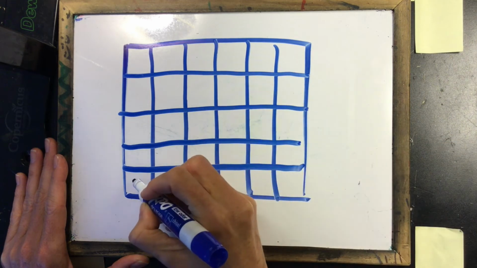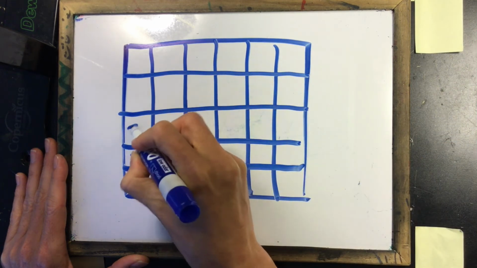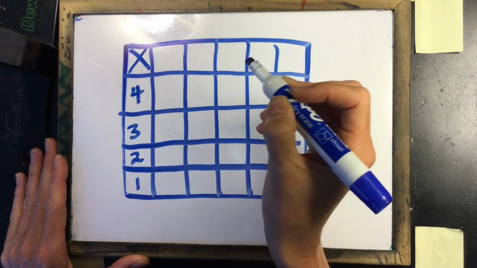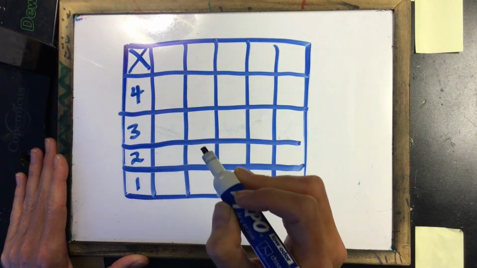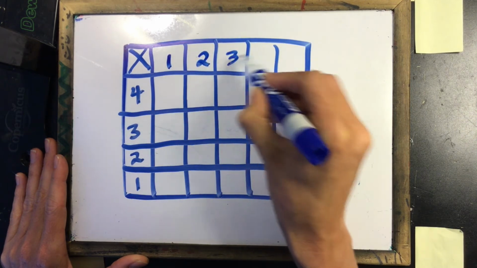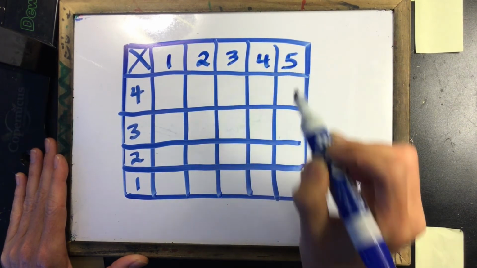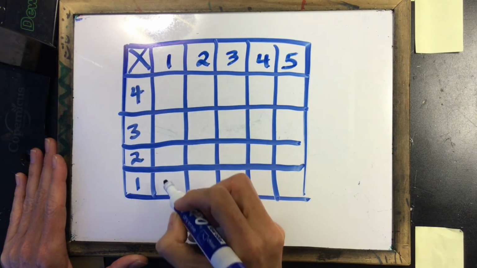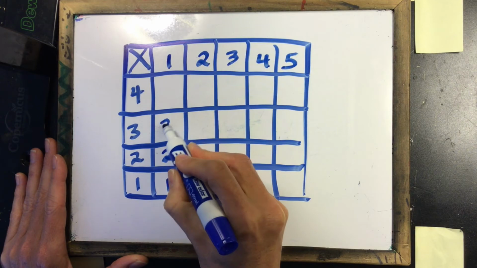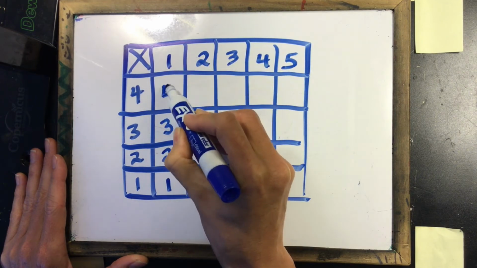So we're going to start off by putting 1, 2, 3, 4. Well, actually, we'll leave that one closed here. And then we're going to do 1, 2, 3, 4, 5. Okay. So we have 1 times 1 is 1. 1 times 2 is 2. 1 times 3 is 3. 1 times 4 is 4.